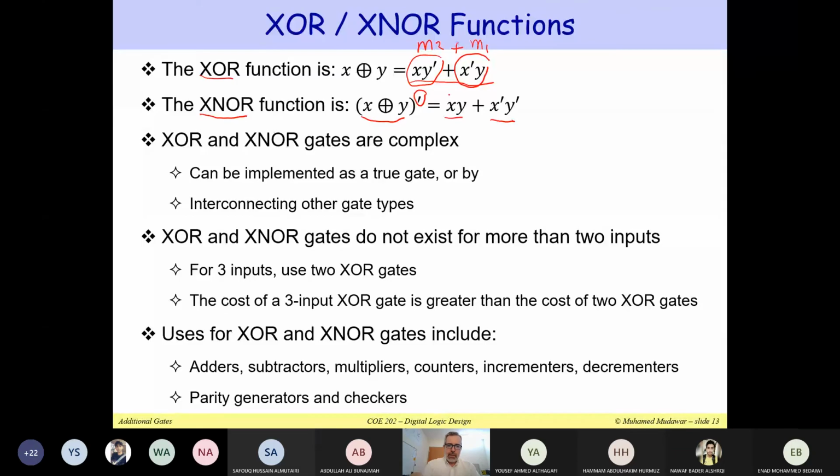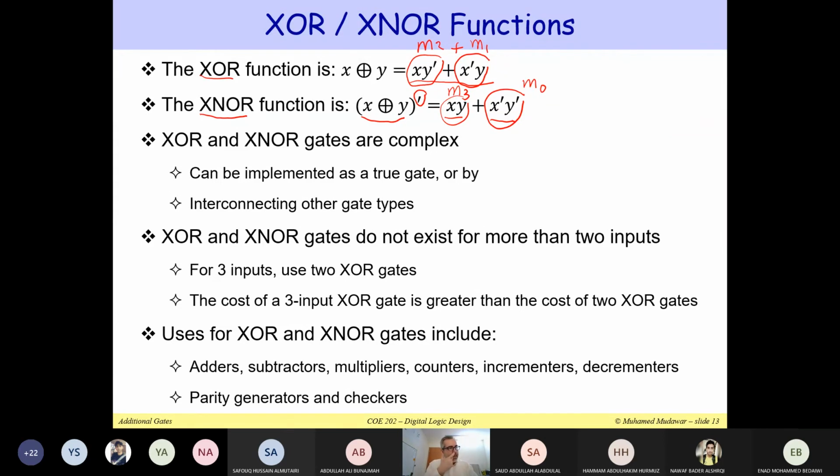Now this is minterm what? 3. Yes, thank you. And X prime Y prime is minterm what? 0. Yes, 0, 0, 0. Exactly. It's very simple. So that comes actually directly from the truth table of the exclusive OR and the exclusive NOR.